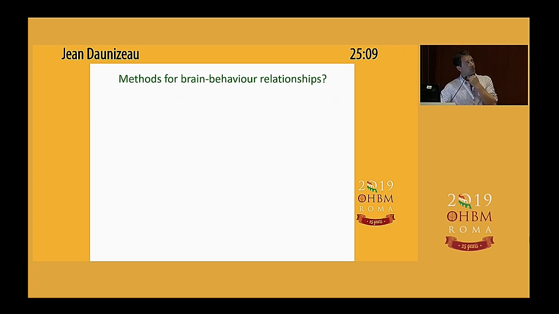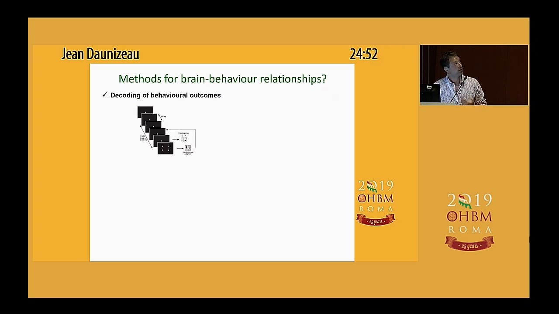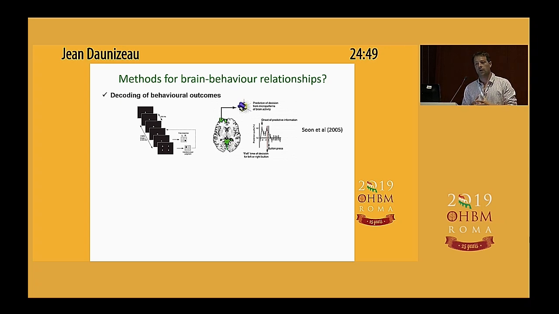Right, so what are typical methods that are used so far to relate brain to behavior? I'm going to take 2 examples, and I think the speakers before me actually gave a much broader picture of the type of methods that can be used. The first one is effectively decoding of behavioral outcomes. This is a very famous study, a bit old now. They did a very simple decision task, and then they used decoding to predict the choice, and they could show that they could predict the choice of the people about 7 seconds before they made the choice.